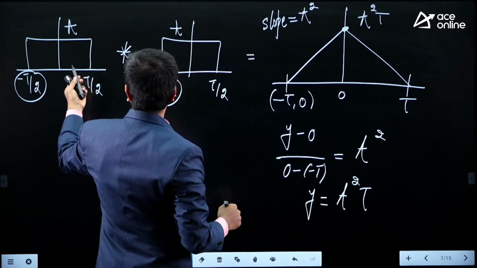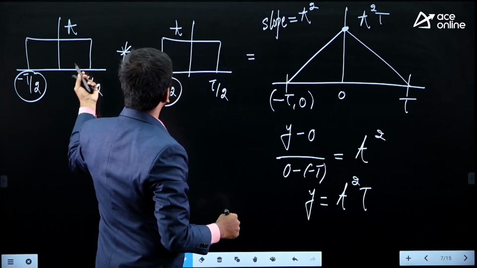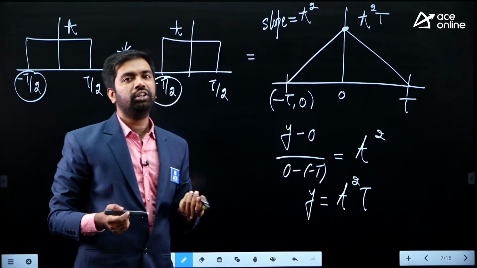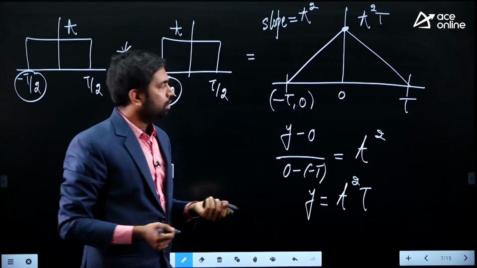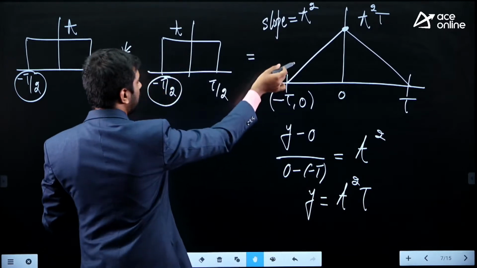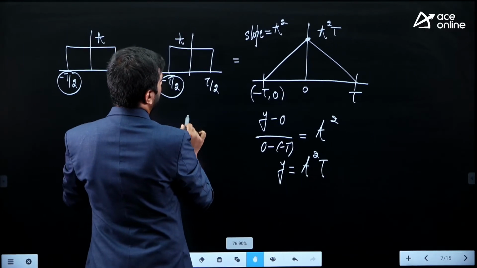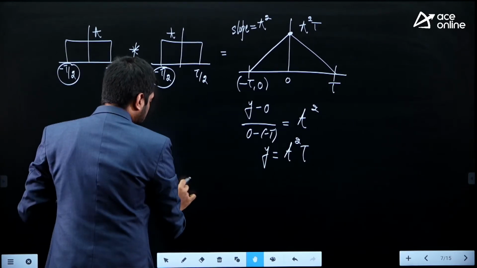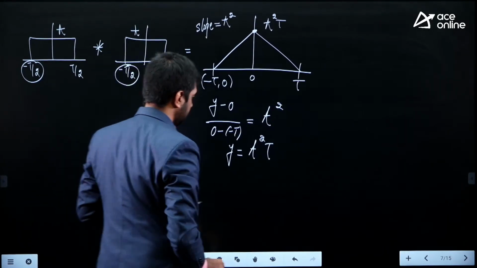So the important information was, if you convolve two rectangular pulses of equal width, the resultant is a triangular pulse. Okay, so why am I saying all this? We want the Fourier transform of this triangular pulse. What we want is the Fourier transform of this triangular pulse.